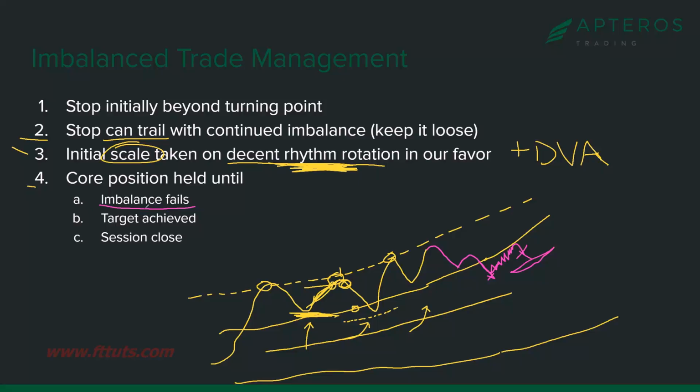We will have varying degrees of tightness on saying, nope, I'm out, imbalance is failing, versus I'm going to give it some wiggle room here. Again, what's that going to depend on? Narrative.